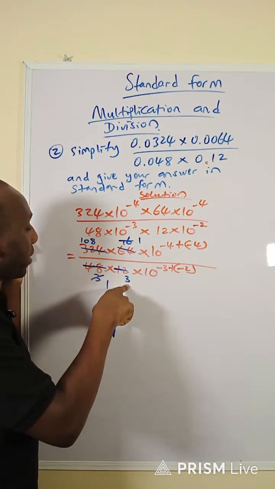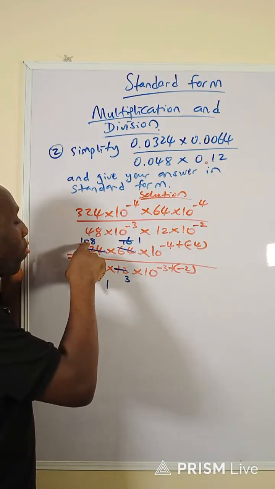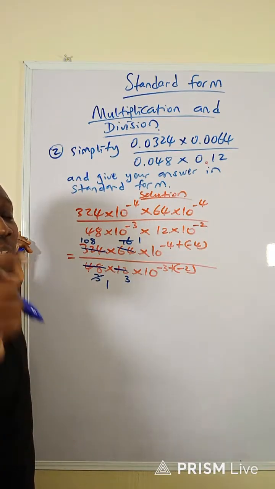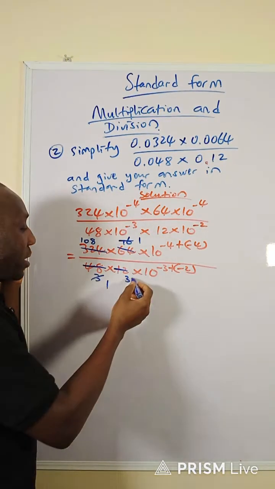Yes. Can 3 go into 108? I think so. 1 plus 0 is 1, plus 8 is 9. 9 is divisible by 3. So 108 is also divisible by 3. So 3 here is 1.